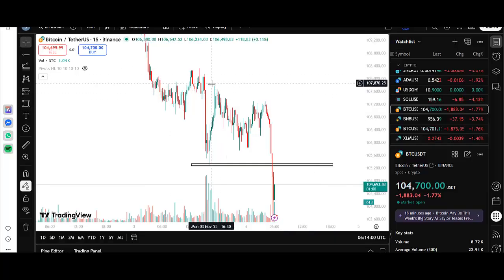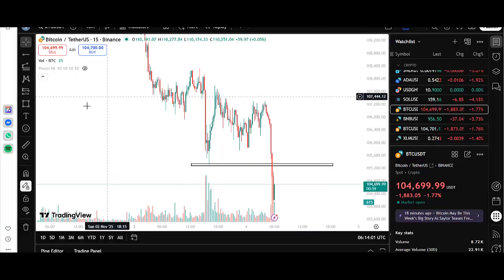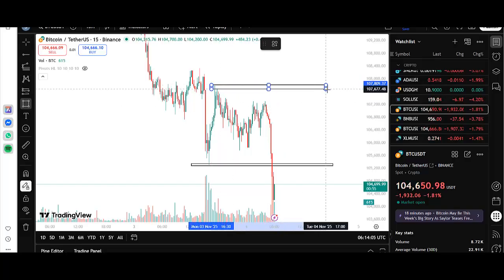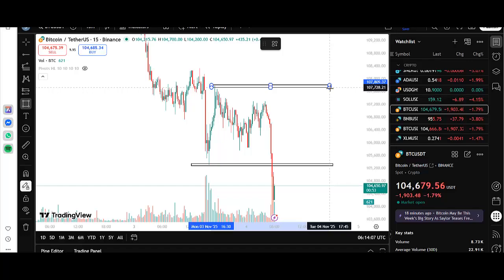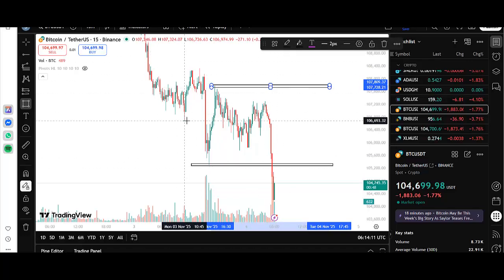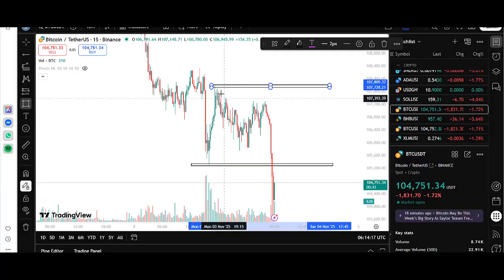So I mark this area as my protected high because it was the highest point price got to before breaking this low. So you see price got here, this was the low, got to this high point, came down, got to this high point, right? So this was the highest point price got to before breaking the low.